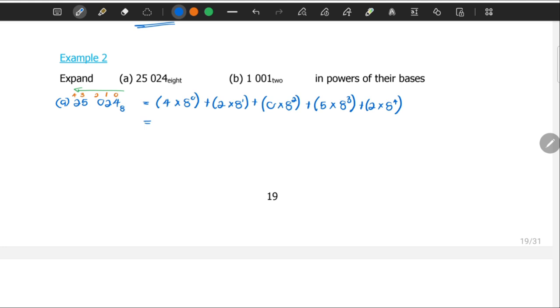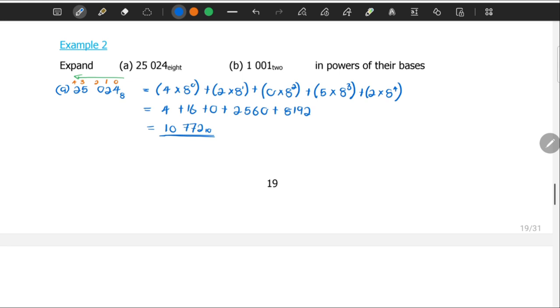And that becomes 4 plus 16 plus 0 plus 2560 plus 8192. Adding that up becomes 10,772 to base 10.